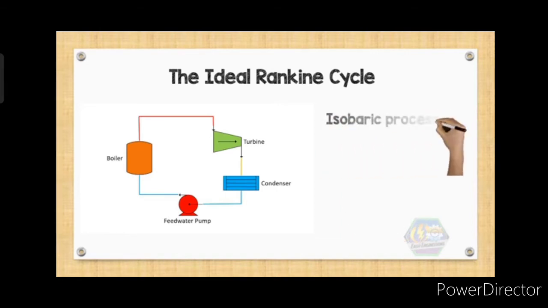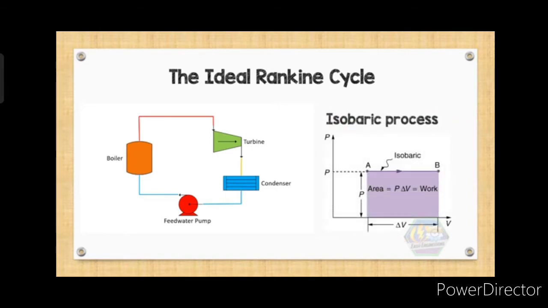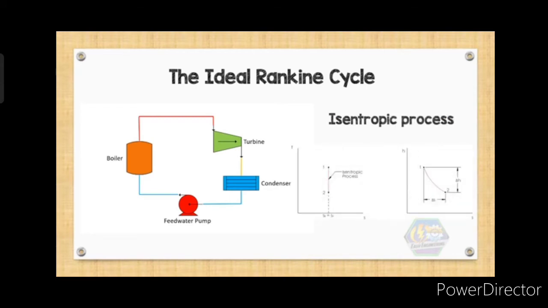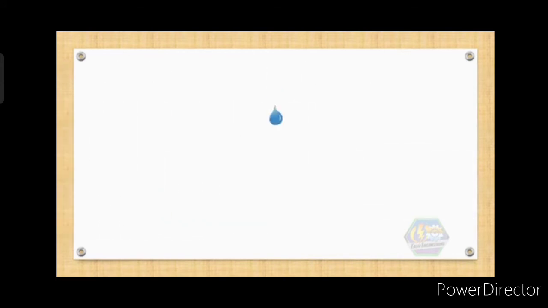A constant pressure or isobaric process and constant entropy or isentropic process are used for the equipment involved in the cycle. The working fluid is water, and it will undergo a closed loop and will be reused constantly.